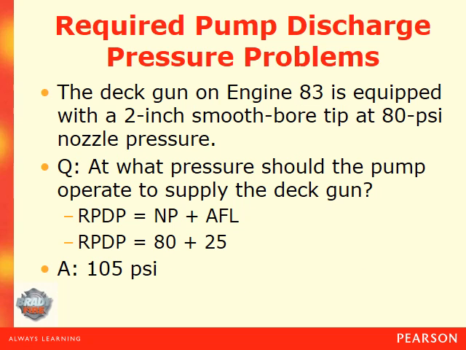The deck gun on engine 83 is equipped with a 2-inch smoothbore tip at 80 psi nozzle pressure. So what is our required pump discharge pressure? If you want, you can figure out the gallons per minute, but we really don't need to know it since it's a mounted deck gun. We know that we have to pump it at 80 psi to begin with. Then you just have to add the appliance loss of 25. So your required pump discharge pressure is only going to be 105 psi.